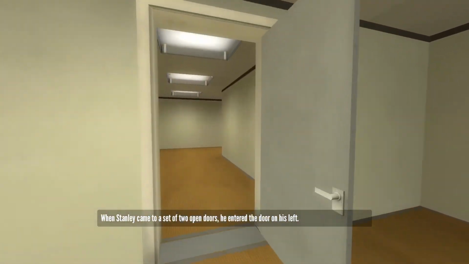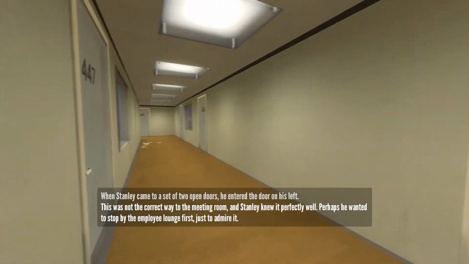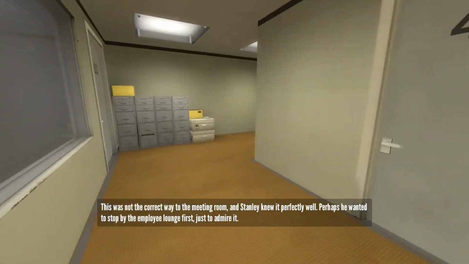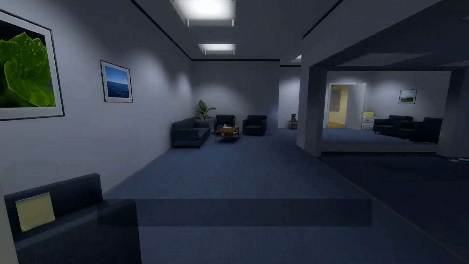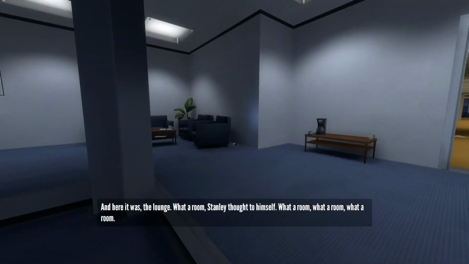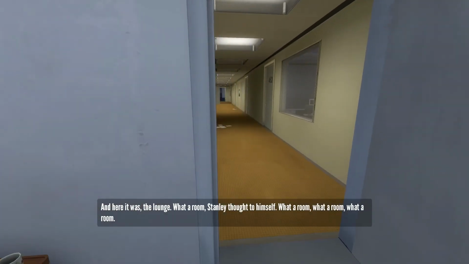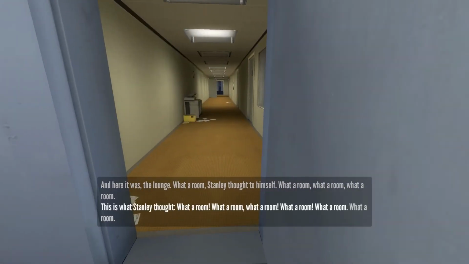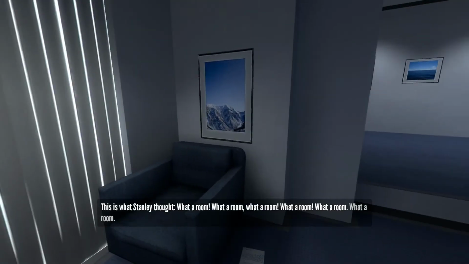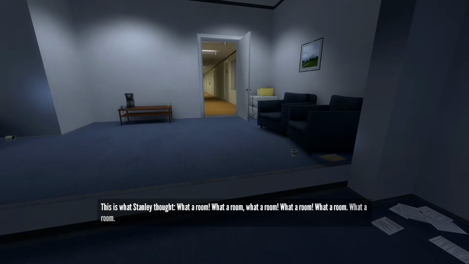When Stanley came to a set of 2 open doors, this was not the correct way to the meeting room, and Stanley knew it perfectly well. Perhaps he wanted to stop by the employee lounge first, just to admire it. And here it was, the lounge. What a room, Stanley thought to himself. What a room, what a room, what a room. This is what Stanley thought. What a room. Va-va-voom. What a room.